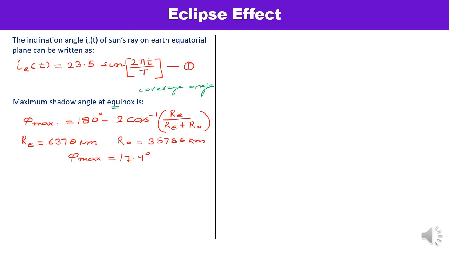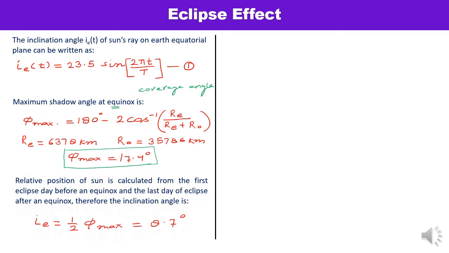So if you substitute Re as 6,378 kilometer and R naught as 35,786 kilometer, phi max you will get as 17.4 degree. So the maximum shadow angle is 17.4 degree, and the relative position of the sun you can calculate from the first eclipse day before the equinox to the last eclipse day, and the duration of the eclipse, whose period is 24 hours. So when you calculate the inclination angle, it is 1 by 2 of the maximum shadow angle, so this is 8.7 degree.